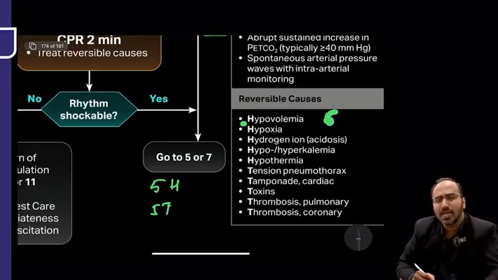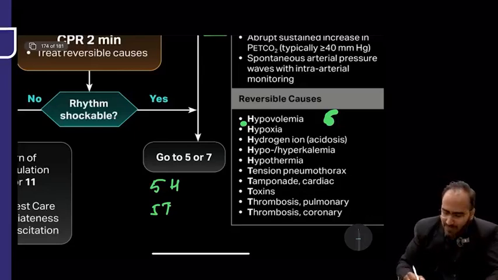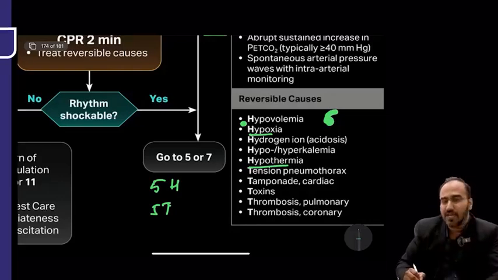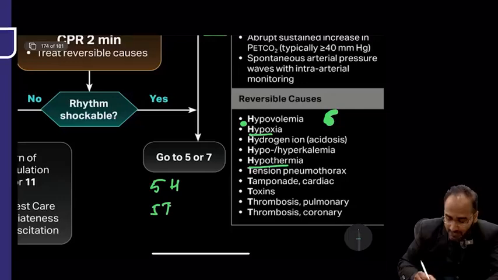Hypoxemia, hydrogen ion acidosis, hyperkalemia or hypokalemia, hypoxia, hypothermia. These are the causes that we need to remember. In the explanatory classes, I have explained how to remember them. So these are the 5 H's. Next is the 5 T's. What do the 5 T's mean?